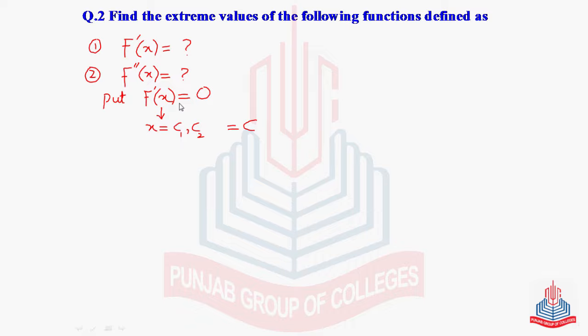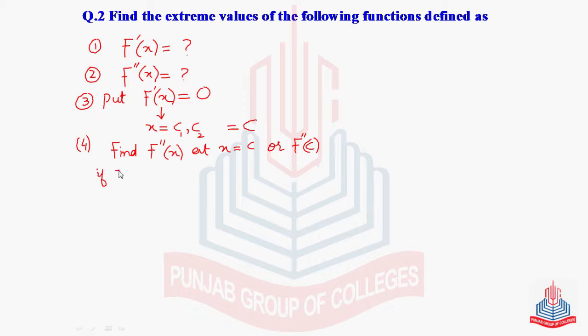So from here we will get the values of x, say c1, c2, etc., and name them c. Say this one is step 3. Now our fourth step will be to find f double dash, or the second derivative, at x equal to c.